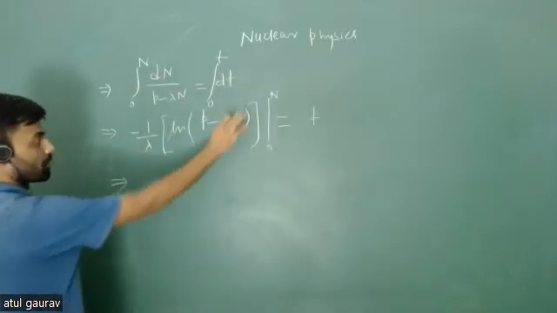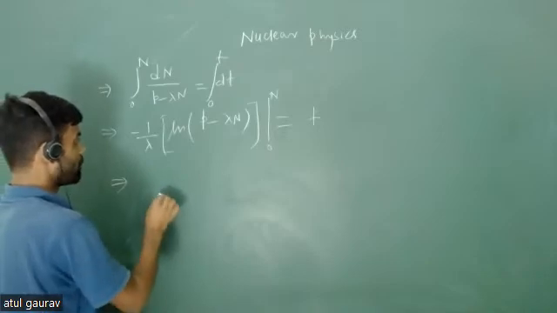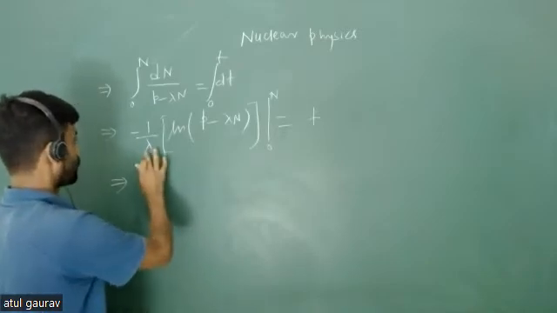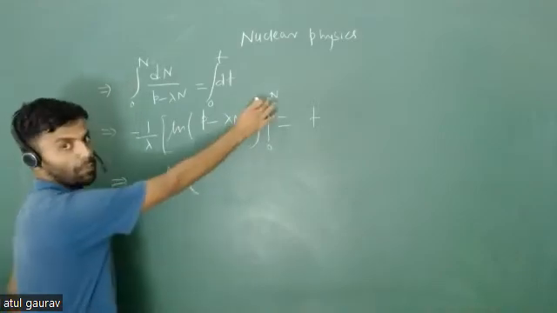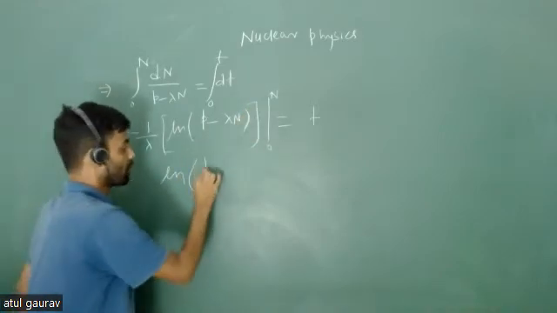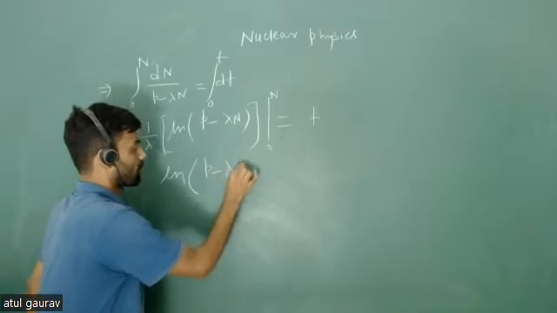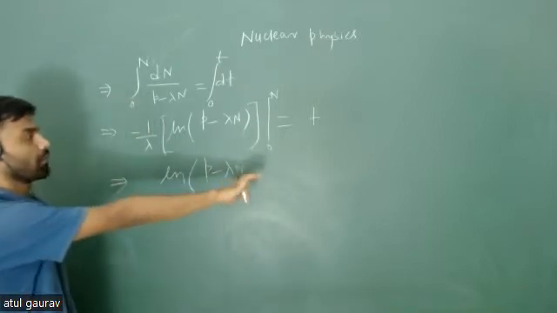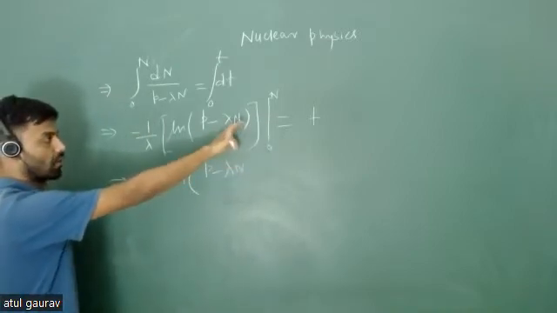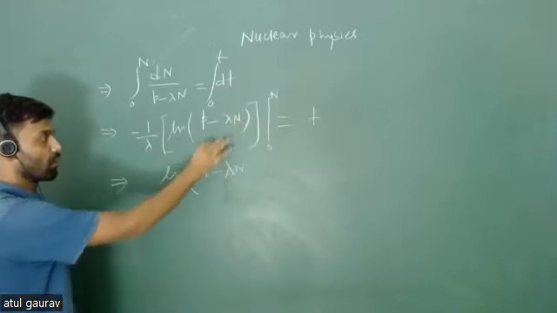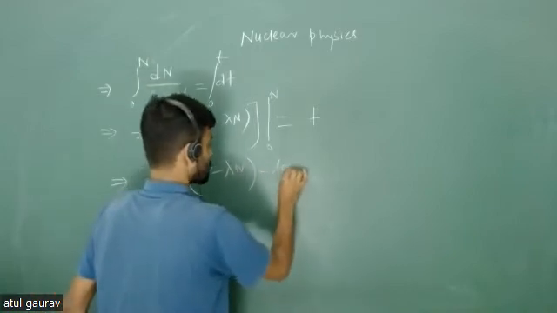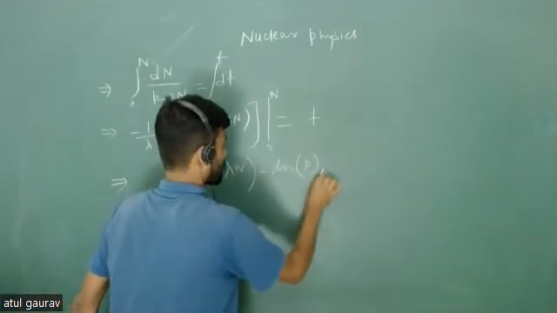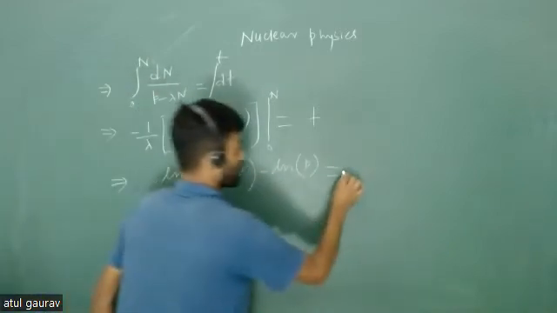Okay, so if you substitute that upper limit, let us bring that minus lambda that side. If we substitute that upper limit n, it will be simply t minus lambda n. Now if we substitute 0 here for the lower limit, this term will be 0, so simply it will be minus ln p, and that should be equal to minus lambda t.